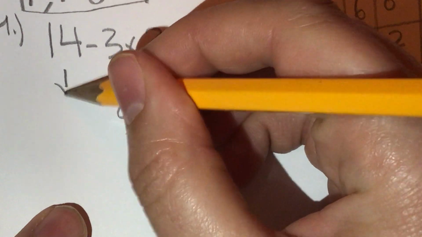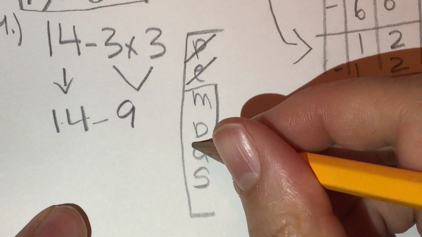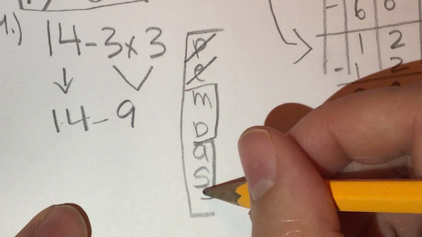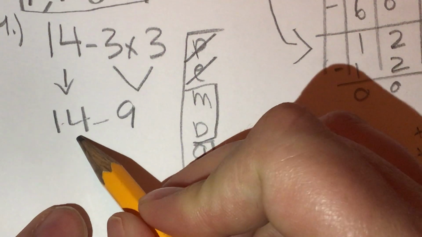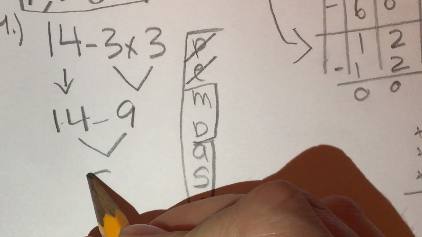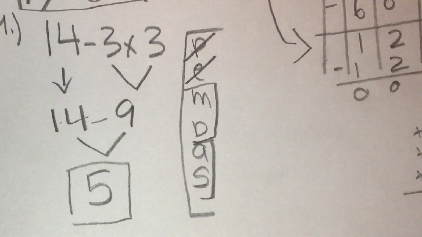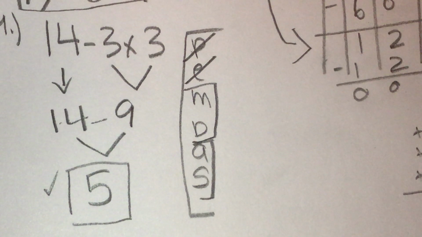And then I need to bring down the rest of my equation. 14 minus 9. Let's move on to adding and subtracting. Yes. 14 minus 9, 9, 10, 11, 12, 13, 14. 5. If you got 5, you are right.